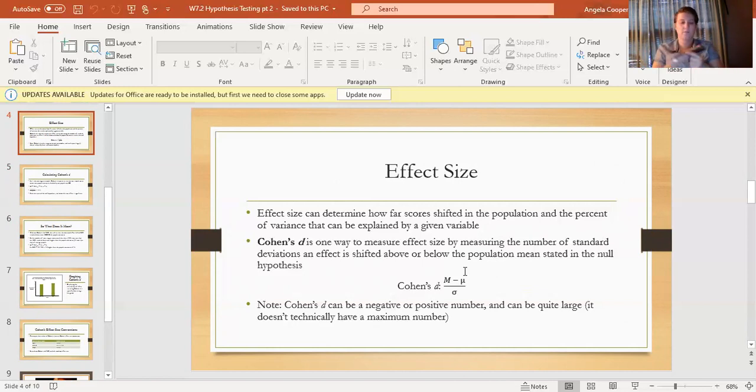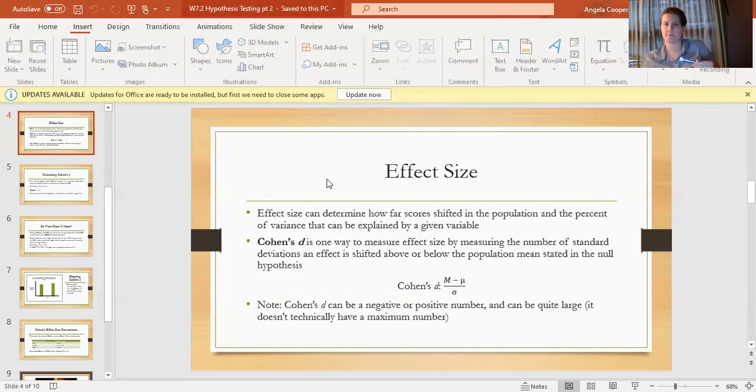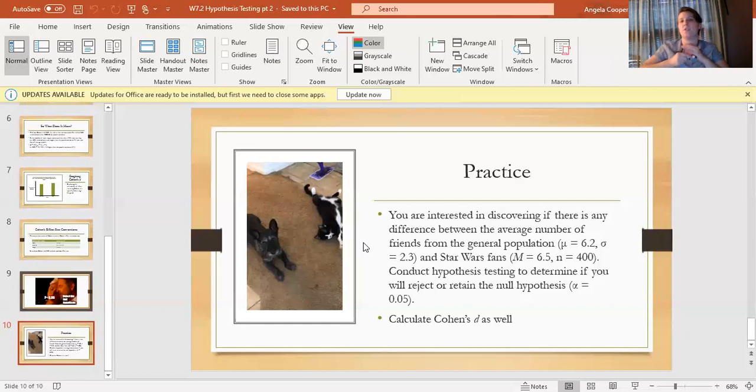Okay, so 6.5 minus 6.2 equals 0.3 divided by 2.3. We have a Cohen's d of 0.1304347. So our Cohen's d, we're going to round it, is 0.13. Now, since we rejected the null hypothesis for this, we do have statistical significance, which means that we do have a significant effect size.